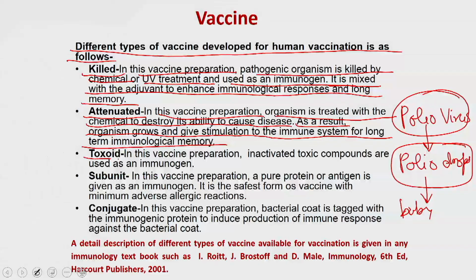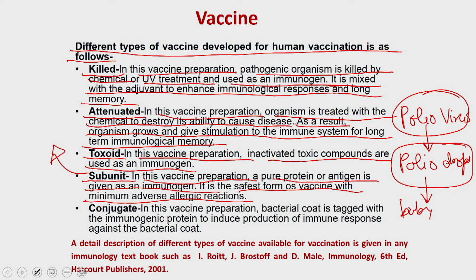Then you have the toxoid. In this vaccine preparation, inactivated toxic compounds are used as an immunogen to train the immune system. Then you have the subunit vaccine. In this vaccine preparation, a pure protein or antigen is given as an immunogen. It is the safest form of vaccine with minimal side effects. One of the classical examples of a subunit vaccine is the hepatitis vaccine.